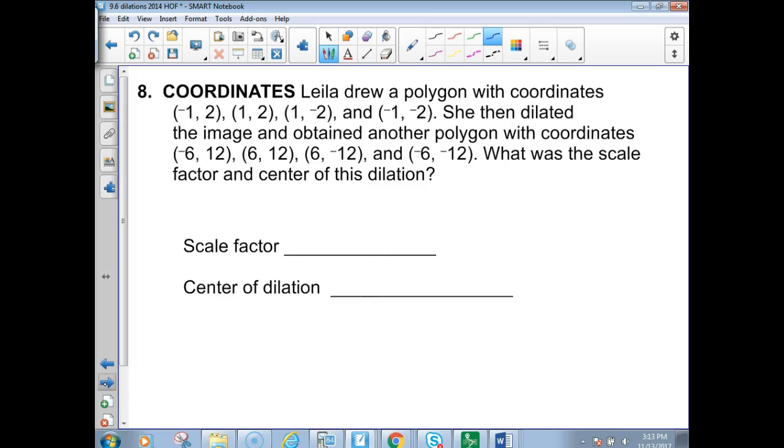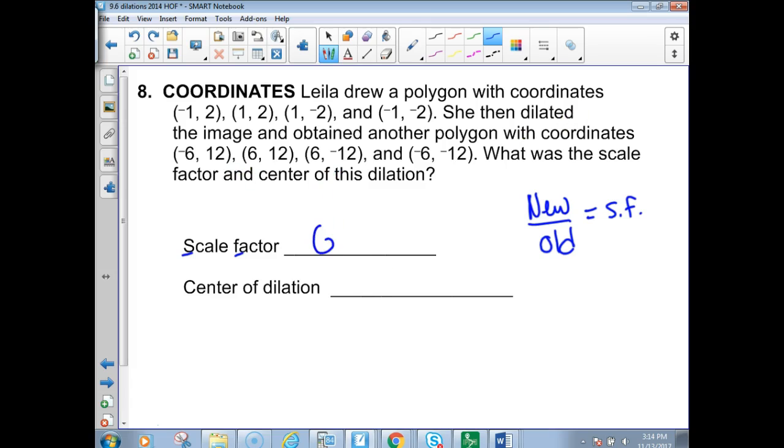So next we're going to figure out the scale factor. When you do a scale factor, you need to compare new to old. That gives you your scale factor, SF. If Leila drew a polygon with coordinates, negative 1, 2, 1, 2, 1, 1, negative 2, negative 2, and so on, I don't need to read them all. He then dilated the image and obtained another polygon whose coordinates were the following. Had a lot of 6s and 12s. What was the scale factor then?